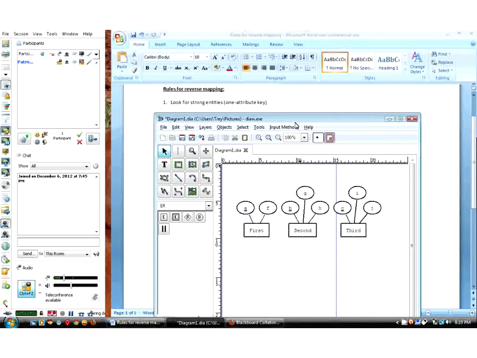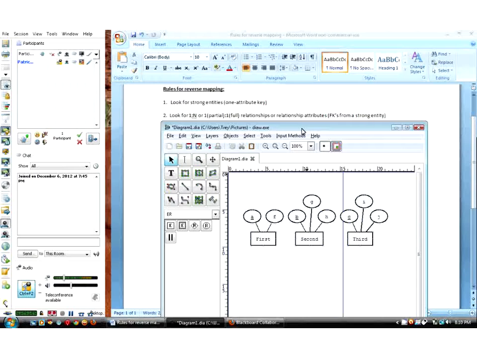Now on to rule number two. Look for 1 to N or one partial to one full relationships. And they can also be relationship attributes. We'll cover that in a later number here, and I'll come back to this. But basically, what we're looking for is foreign keys from a strong entity. So, think back to mapping days when we did our regular mapping.